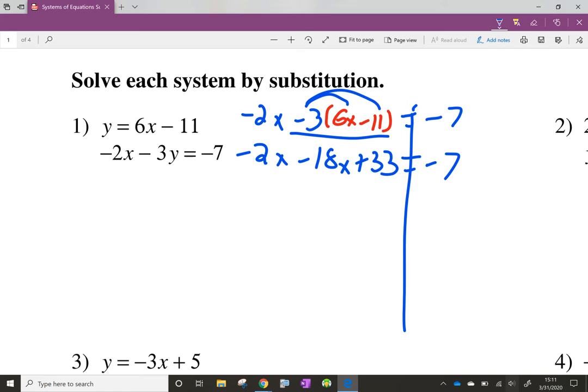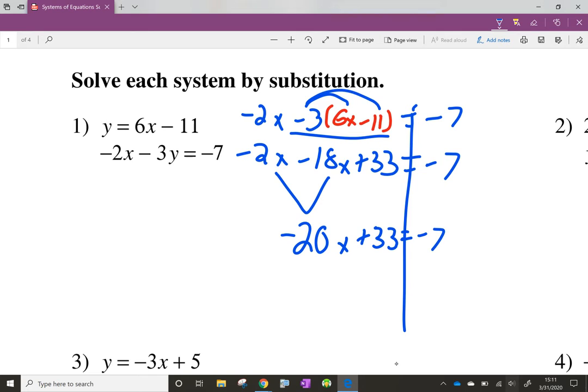Now from here, there are no more parentheses, but I do have multiple x terms. I'm going to combine these two terms together. So negative 2x minus 18x, all we're doing is simply combining these terms. Negative 2 minus 18 gives us negative 20x, right? And we would bring everything else down, bring the plus 33 down, bring the equals negative 7 down.